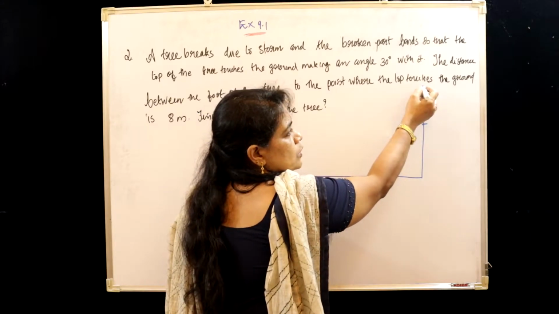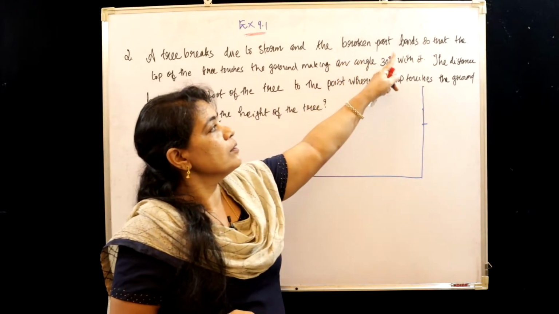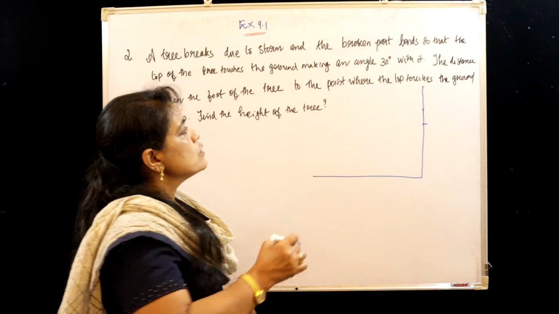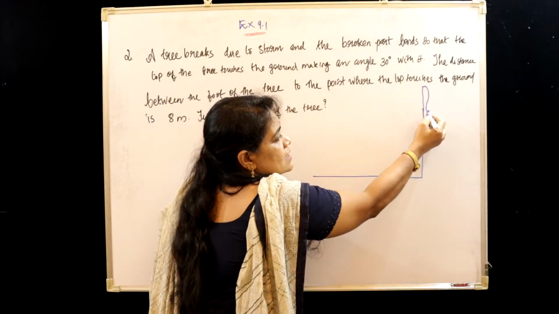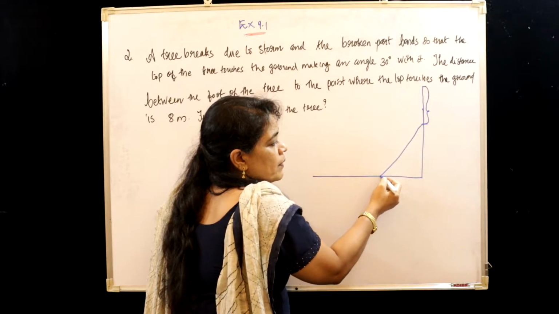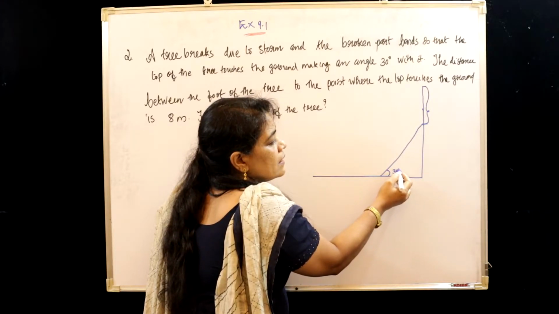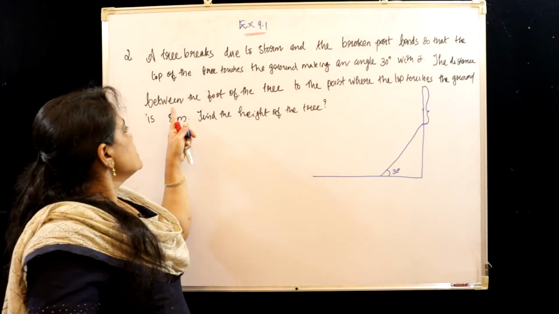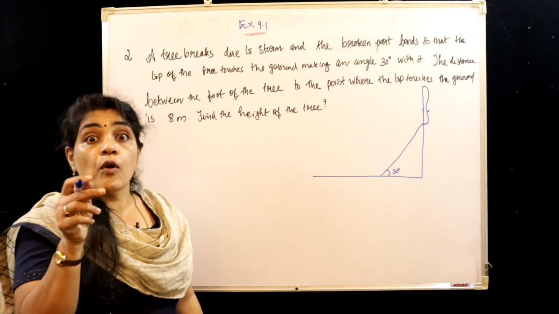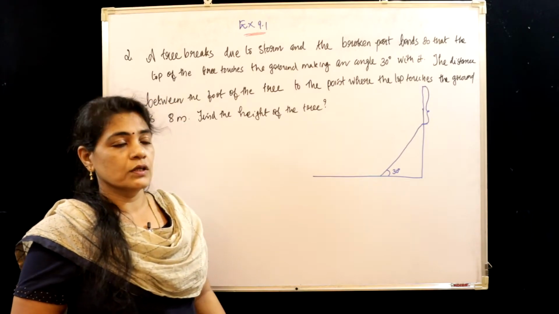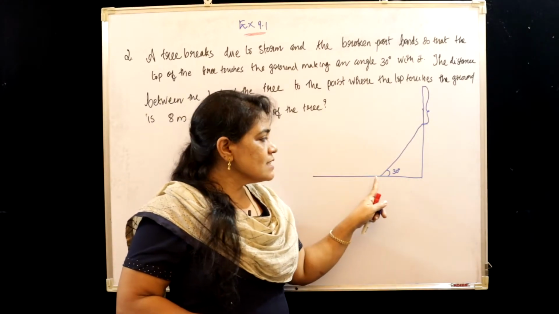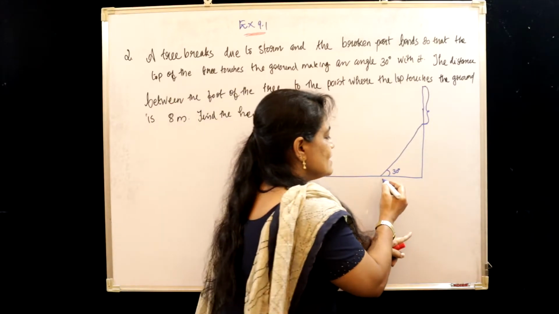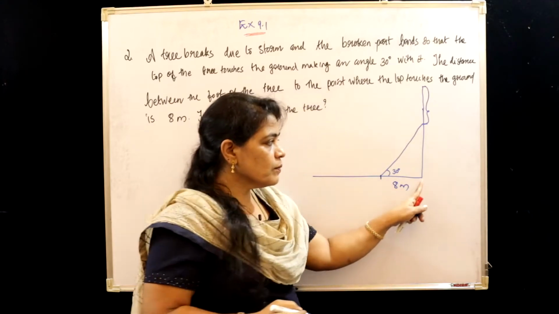the topmost part, that is the meaning of the broken part bends so that the top of the tree touches the ground. Okay, so making an angle, so this portion is now on the ground, making an angle 30 degree with it. The distance between the foot of the tree to the point where the top touches the ground. This is the foot of the tree, and this is the place where the topmost part of the tree touches the ground.